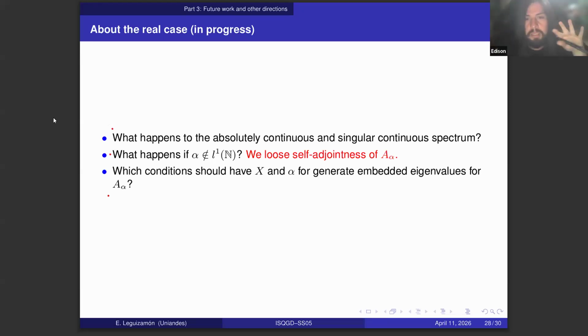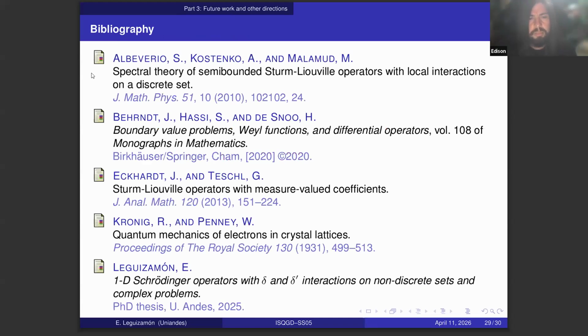And yeah, that's all. This is my principal reference, my thesis, and of course, the big articles that motivated me. I have a lot more bibliography, but this is the principal.